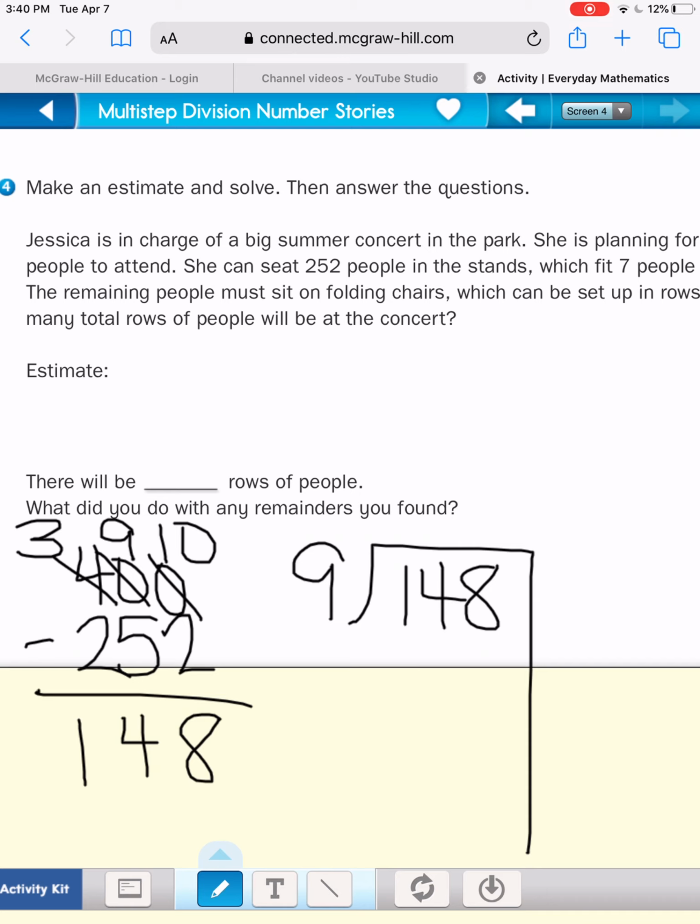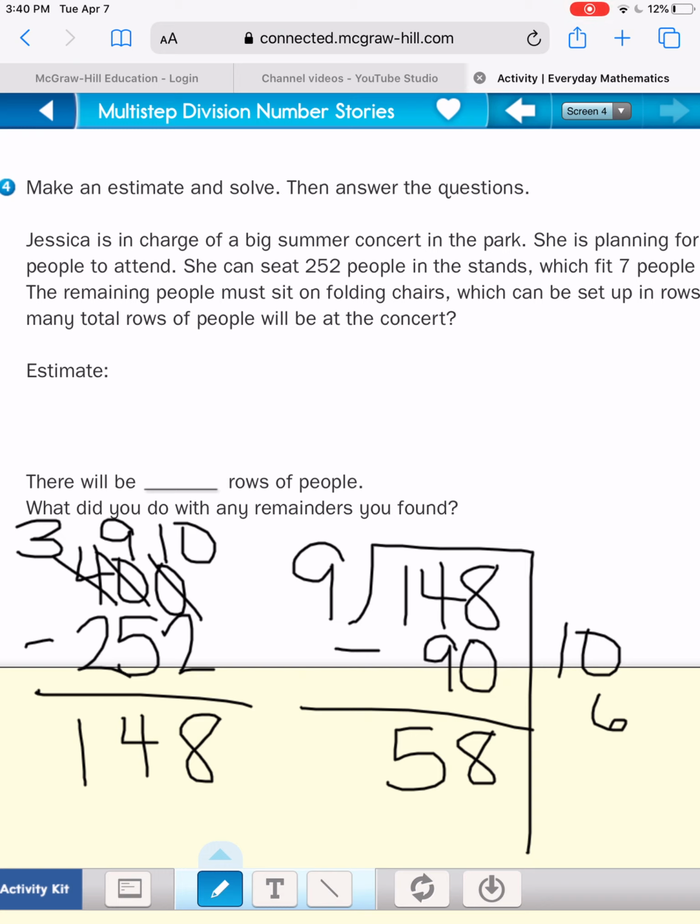So if I start with 10, I'm going to subtract 90. 8 minus 0 is 0. 14 minus 9 is 5. And then I will do 6. 6 times 9 is 54. And I have 2 left over. So that means the answer is 16 remainder 2.